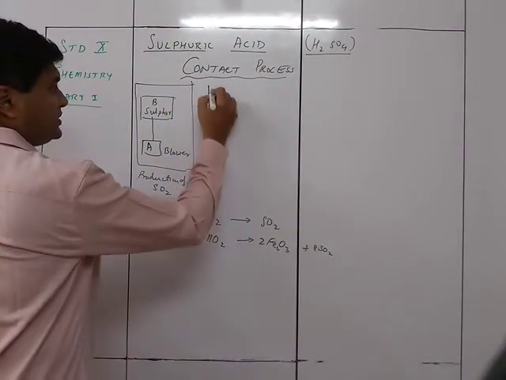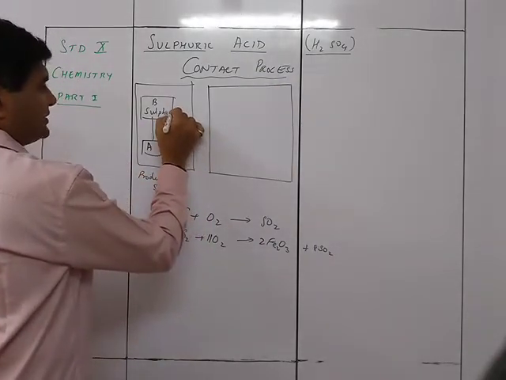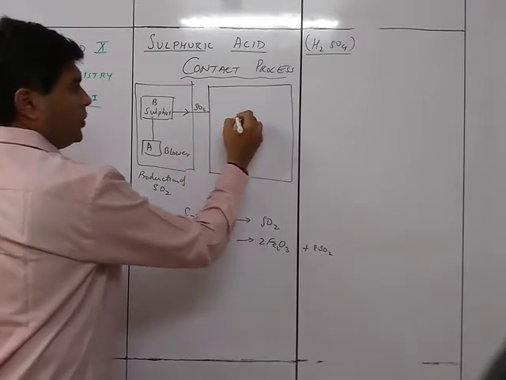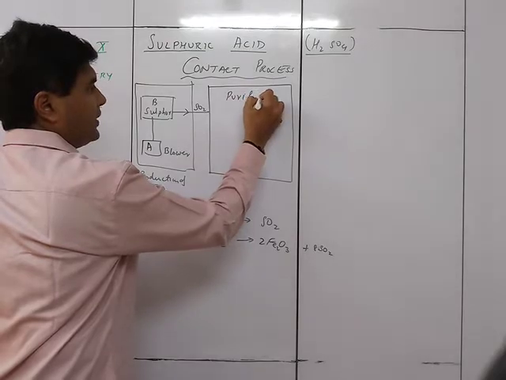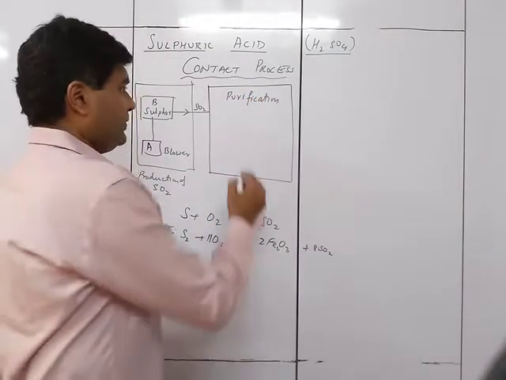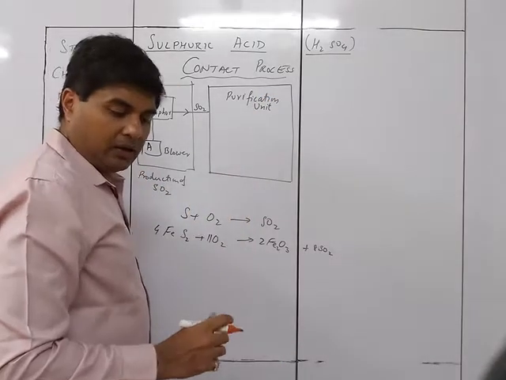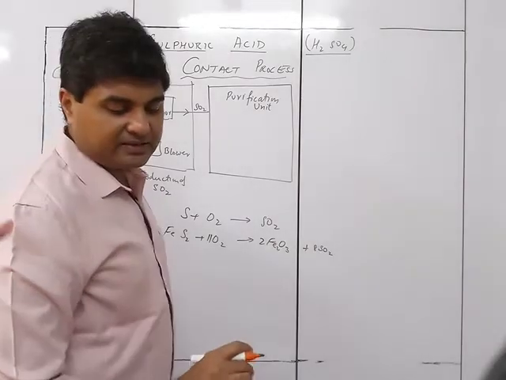The next process is that from here the sulfur dioxide goes over here into the purification area. This is the purification unit, not a chamber, because it is not one unit; there are totally 6 units inside it.